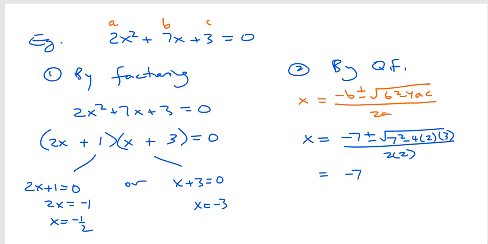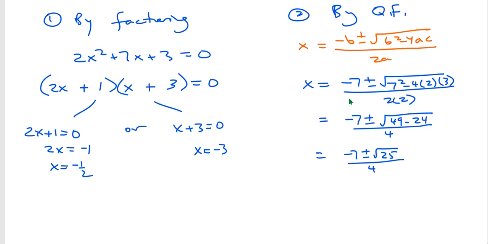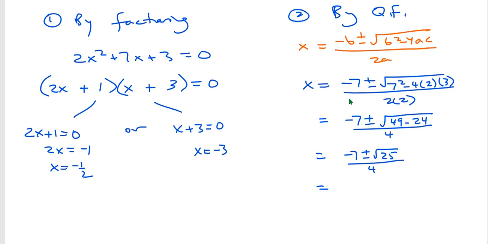Now I'm going to simplify. This is negative 7 plus or minus the square root of 49 minus 4 times 2 times 3 is 24, over 4. And let's simplify this. This is negative 7 plus or minus the square root of 25 over 4. And let's keep simplifying. That's negative 7 plus or minus the square root, just 5, over 4.